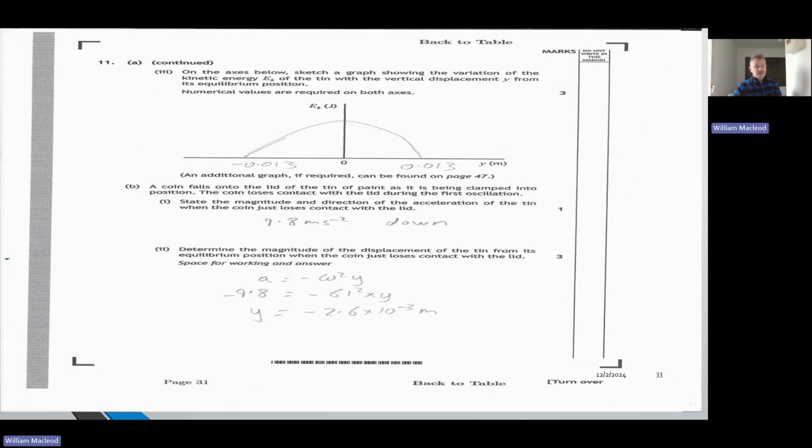And the next question is asking to determine the magnitude of the displacement of the tin from its equilibrium position when the coin just loses contact with the lid. So use the expression acceleration is equal to minus the angular frequency squared times y, the displacement. So you're trying to find y, the displacement. So you put in the acceleration, 9.8. You know the angular frequency is 61. So you work out that y is equal to 2.6 times 10 to the minus 3 meters.